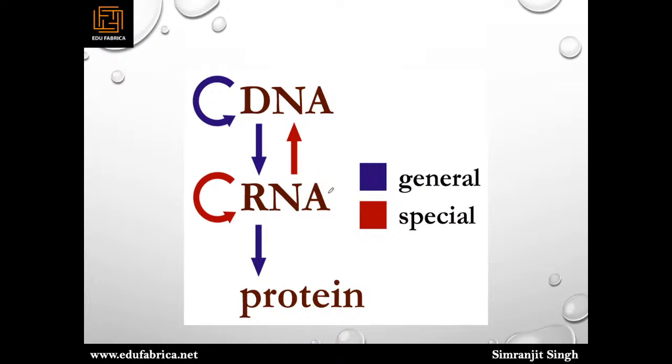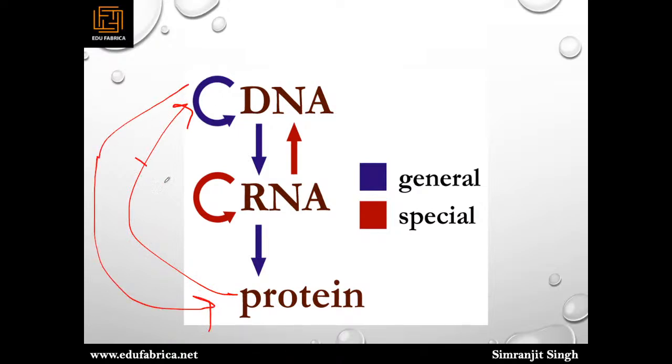So in total, what we can see is that the red ones are the special cases and the blue ones are the general cases, and there could be unofficial cases, like going from protein to DNA, which is not possible, or from DNA to protein directly, which is not possible.